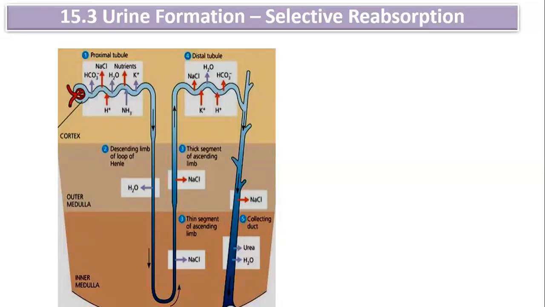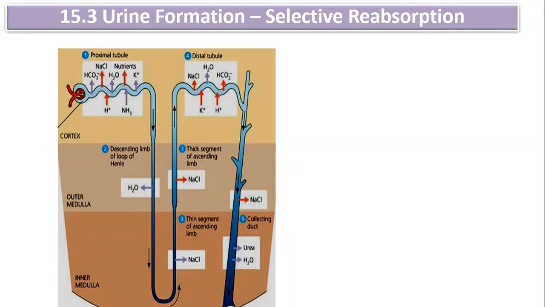Active transport is always against the concentration gradient, from low concentration to high concentration, and for that energy is required. Now, the selective reabsorption step occurs throughout the renal tubule.